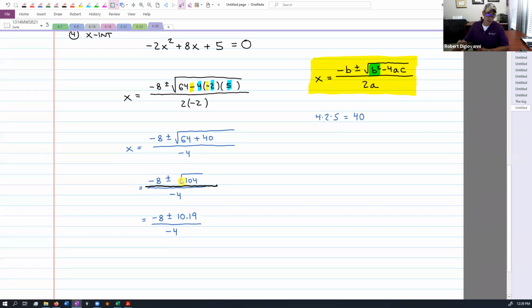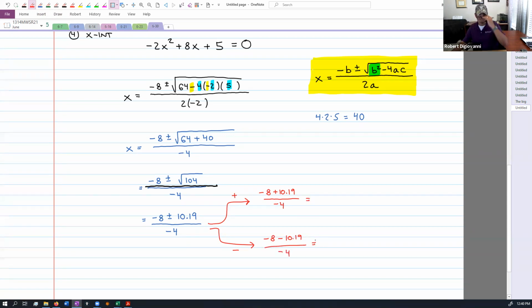So Caitlin did the square root of 104 on her phone, got this. Notice there's no more square root symbol. And now at this point, I'm ready to get the 2 different answers. So plus here and minus here. So for the plus, what I'm going to do is -8 plus 10.19. And then I will divide by -4. On the minus, I'm going to put the minus in between them instead. -8 minus 10.19 all over -4.